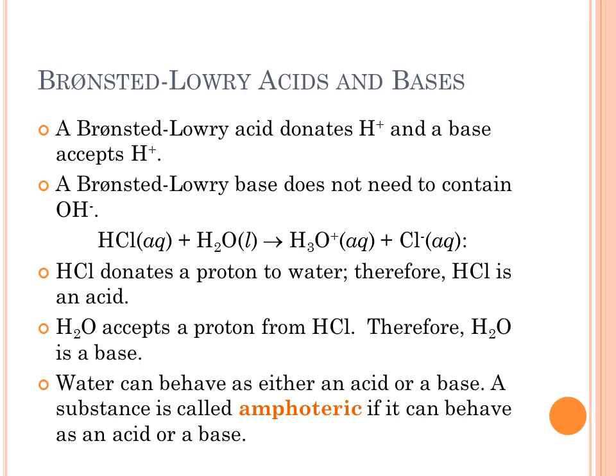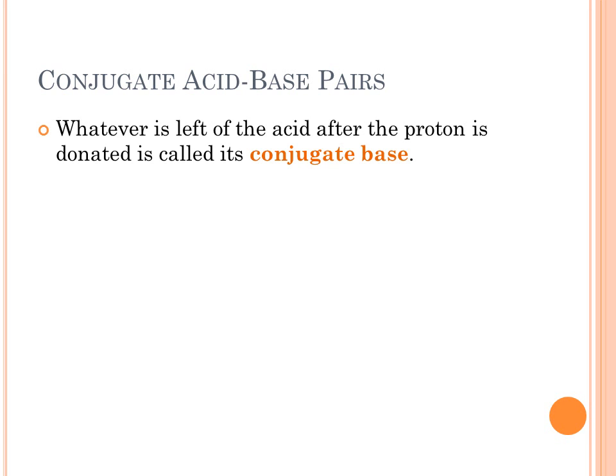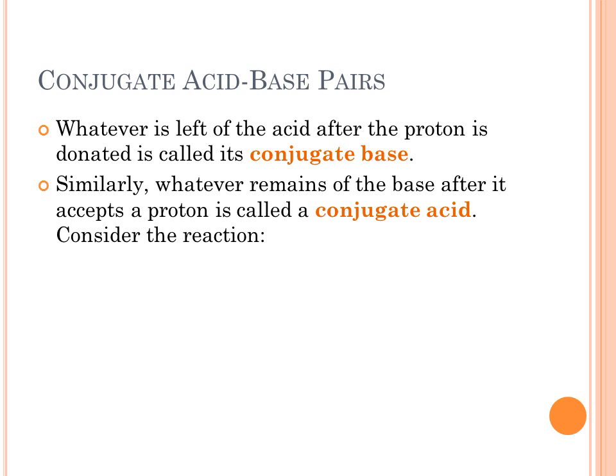Water can behave as either an acid or a base depending on the context. As we'll see, a substance that can behave as an acid or a base is called amphoteric. So let's talk about conjugate acid, conjugate base pairs. Whatever's left of the acid after the proton is donated is the conjugate base. Similarly, whatever remains of the base after it accepts that proton is called the conjugate acid.